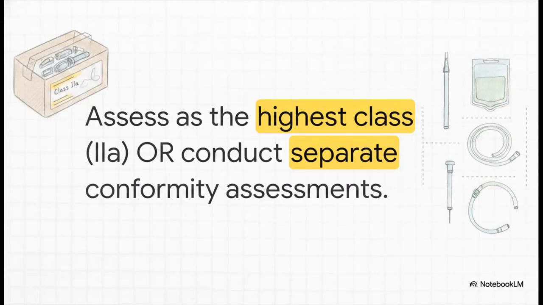So, as a manufacturer, what's your next move? Well, you have a strategic choice to make. You can either classify the entire combined system under the strictest rule, making the whole box a Class 2A device, or you can unbundle them. You can conduct separate conformity assessment procedures for the cannula on one hand and the tubing and collector on the other. This just goes to show how classification directly influences your core business and regulatory strategy.